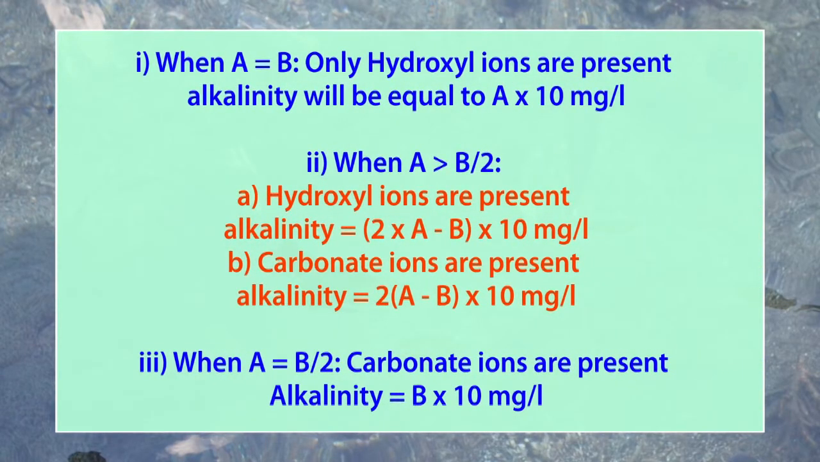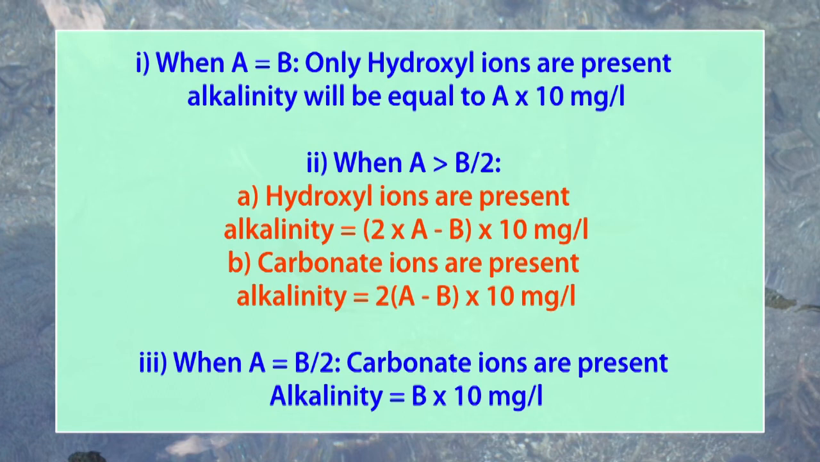When A is equal to B, only hydroxyl ions are present. Then alkalinity will be equal to A into 10 mg per liter. When A is greater than B by 2, there are 2 conditions. Either hydroxyl ions are present, then alkalinity is 2 into (A minus B) into 10 milligram per liter.